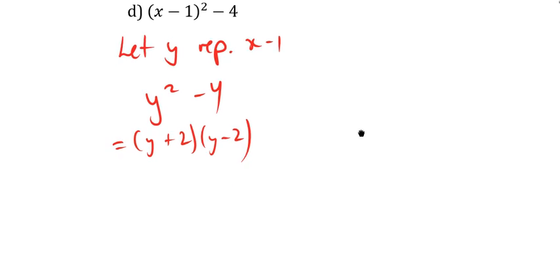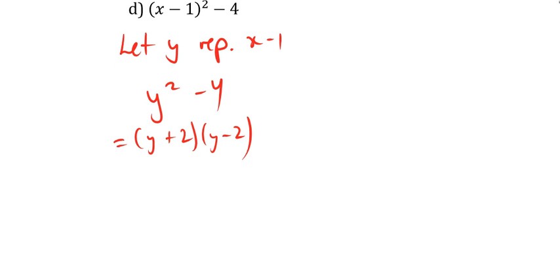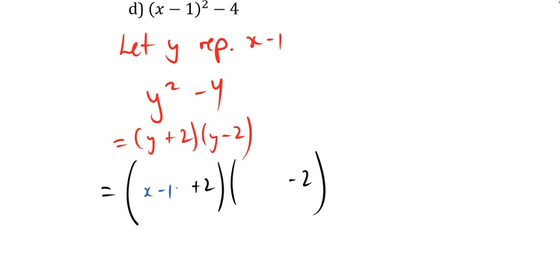So this isn't finished. We have to go back and answer the actual question. So I'm going to sub x minus 1 back in. So this is like something plus 2, something minus 2. And what's that something? It's not y, it's x minus 1. And then, yes, I have to finish this. X plus 1, putting the negative 1 and the plus 2 together, and x minus 3.